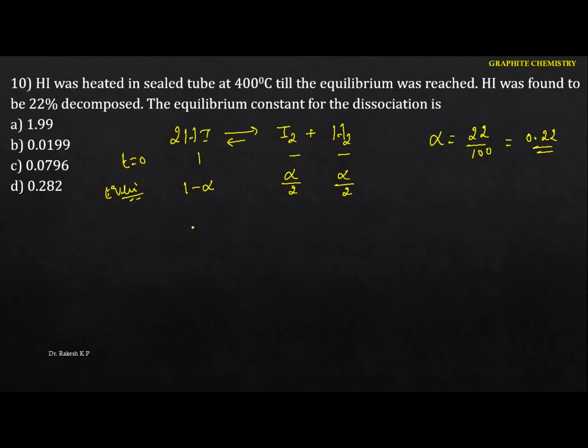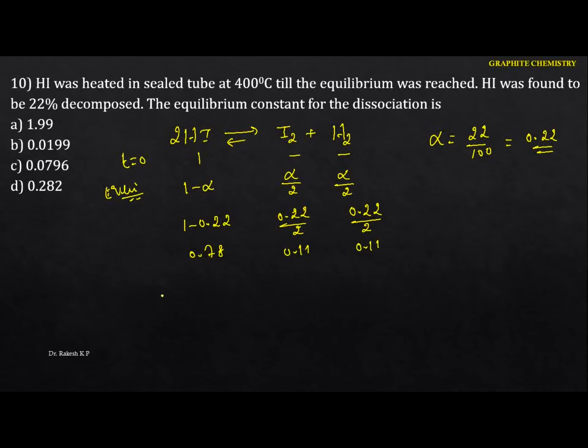Okay, let me write that one here, that is 1 minus 0.22. Here 0.22 divided by 2, again 0.22 divided by 2. Here we are going to get 0.78, and here we got 0.11. Here also we got 0.11. Okay, so this is at the equilibrium.